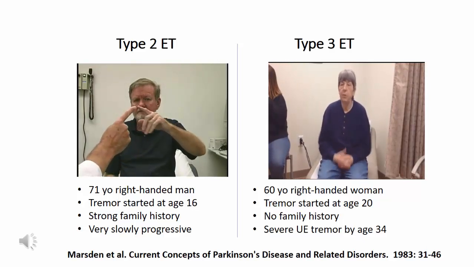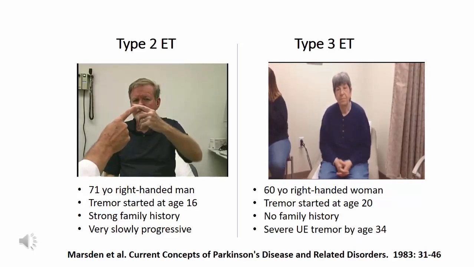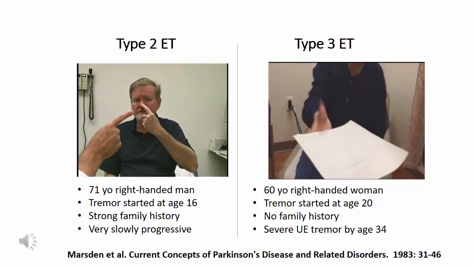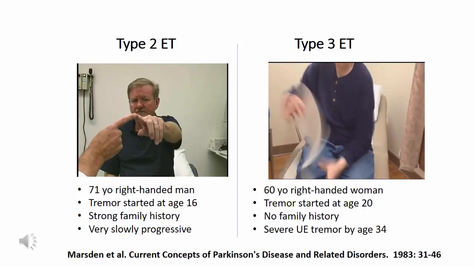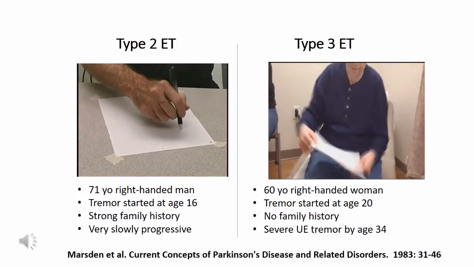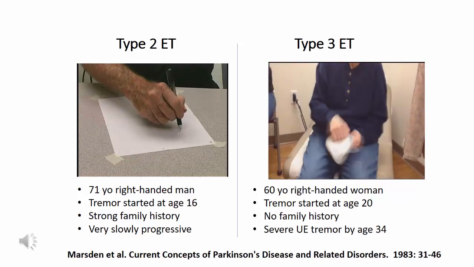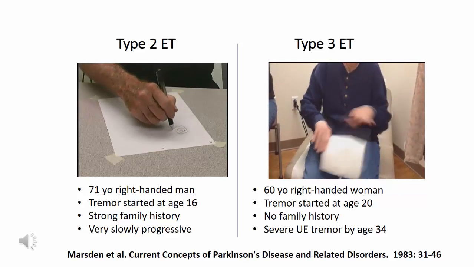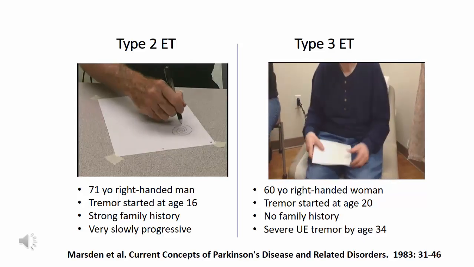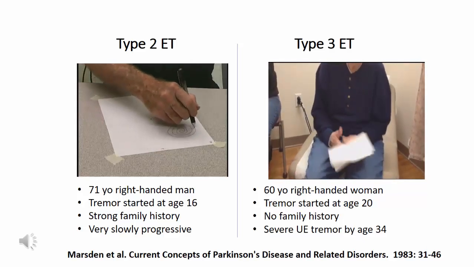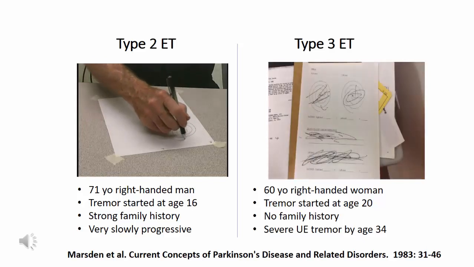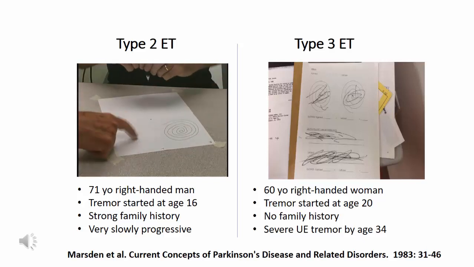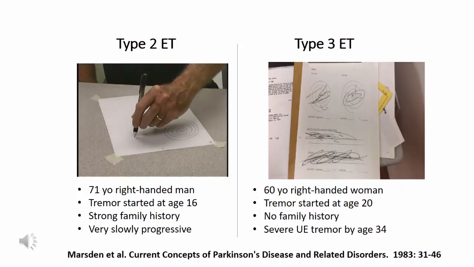In case you're wondering, Marsden's type 1 essential tremor was actually enhanced physiologic tremor, and Marsden's type 4 essential tremor was an action tremor resembling essential tremor that occurred as a part of other neurological syndromes such as Parkinson's disease. These two types of tremor are no longer considered to be within the realm of essential tremor or essential tremor plus. But these historical classifications illustrate just how broadly essential tremor was viewed in the past.